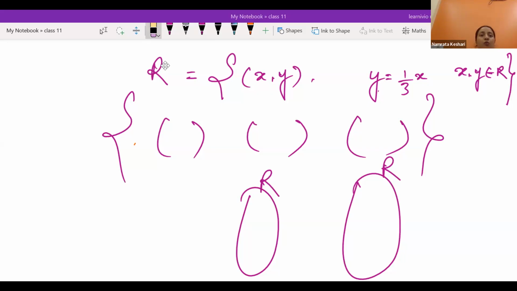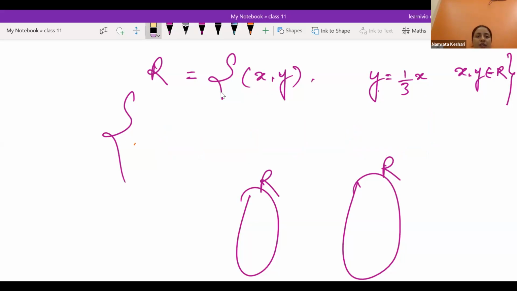And there comes a rule that when we are talking about a function, if it is a relation, let's keep it in set builder form itself. We don't need to write it in roster form. And if we are talking about this as a function, we will represent it as y is equal to 1/3 x.